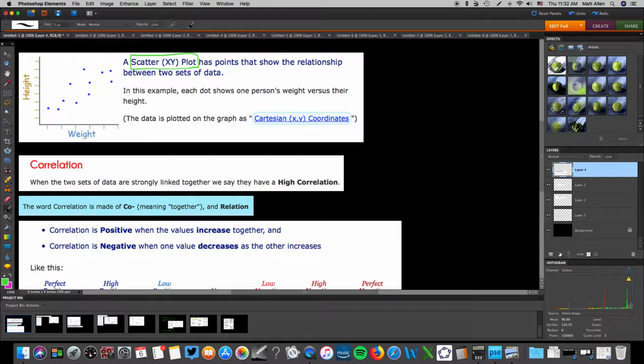And so we can kind of describe a relationship here just by looking at how these dots are arranged with one another. So when we describe the relationship between two variables in a scatter plot, we tend to use this word correlation. And so what I want to do is kind of break this down really quickly here. Correlation is made up of co, meaning together, and relation, meaning how things are related. So when we look at correlation between two data sets here, we're really looking at how strongly linked they are, or maybe how weakly linked they are. So correlation is defined when the two sets of data are strongly linked together. We say that they have a high correlation. We define it as the connection between two data sets here.